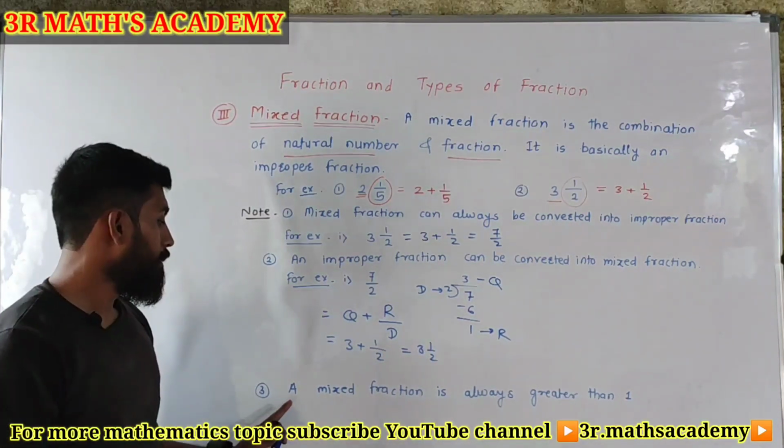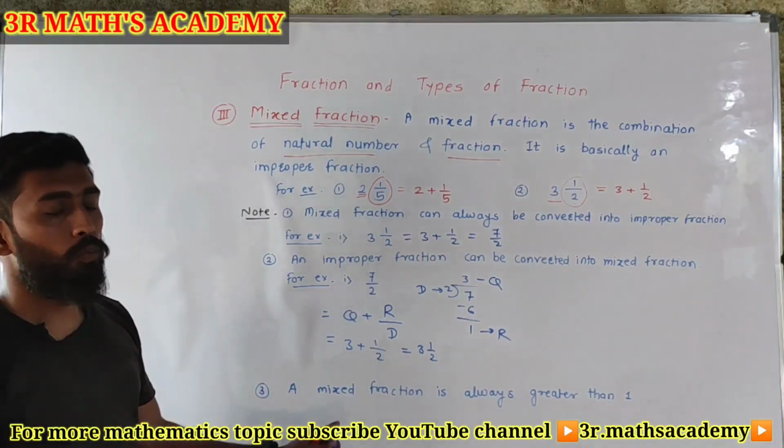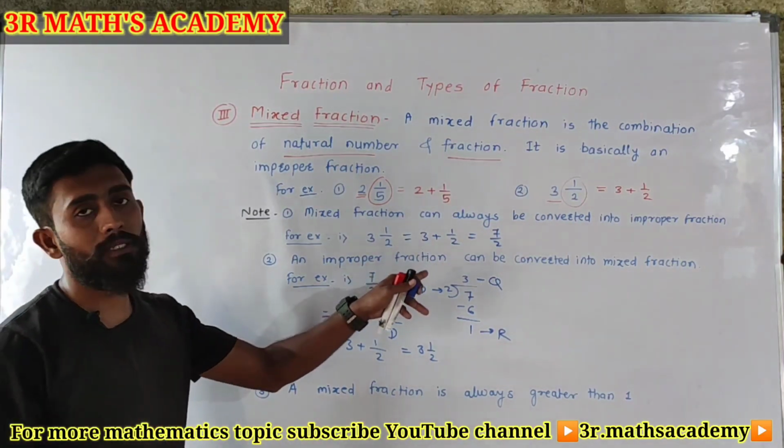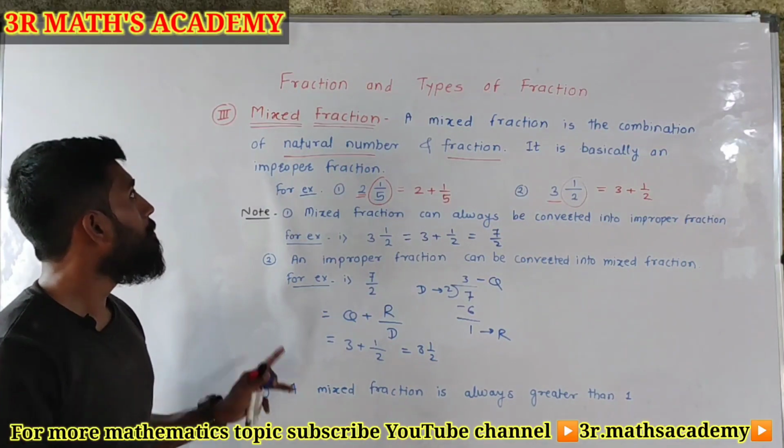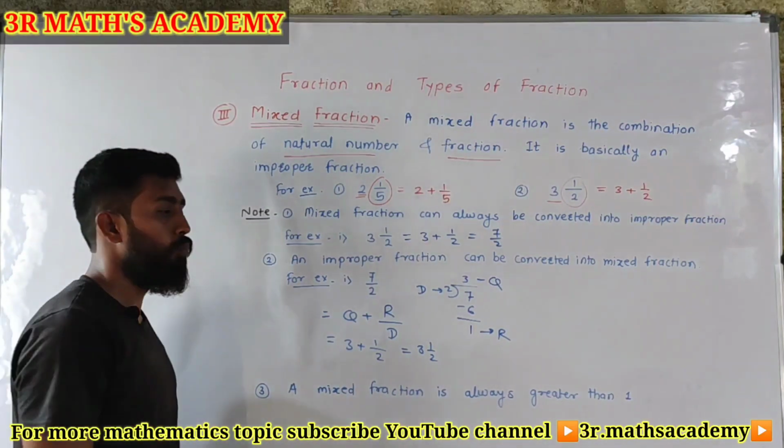And lastly, a mixed fraction is always greater than 1. Why? Because an improper fraction is always greater than 1, so a mixed fraction is always greater than 1.